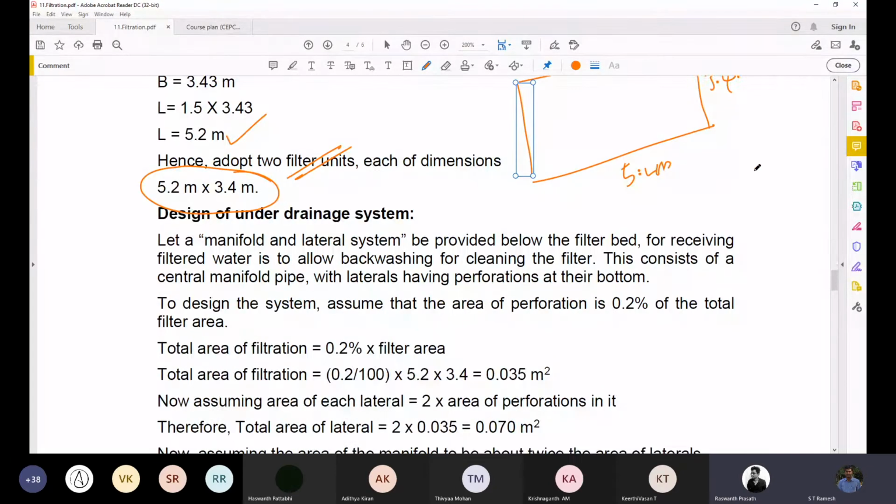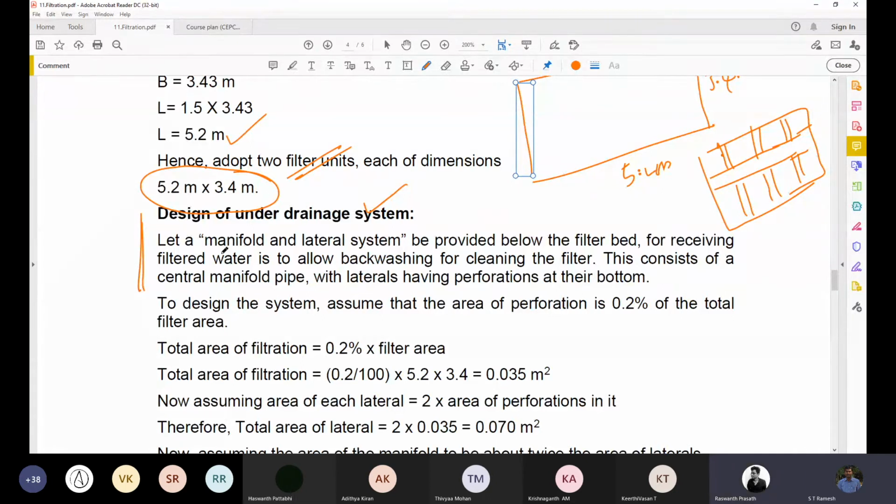Now you have to design the under drainage system. Under drainage systems you are already familiar with. These are the central manifold pipe and these are laterals. These can be fabricated in a designed manner so that they can be placed inside the filter, for the collection of treated water, and at the same time allow the backwash water to wash the filter as well.